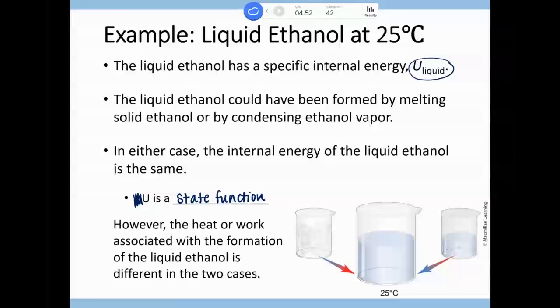But we said heat and work are not state functions. So the heat that's required to warm up the solid methanol or ethanol to produce the liquid is different than the heat required that needs to be released for gaseous or vapor methanol to form the liquid.